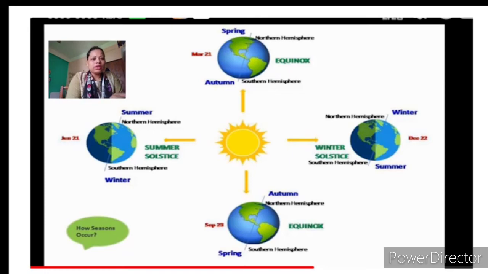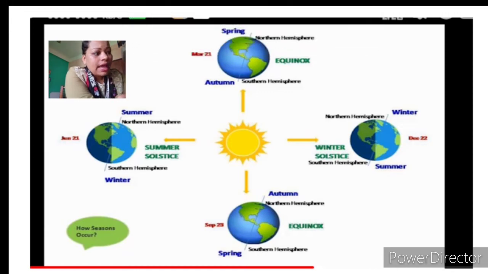Coming to the winter solstice, which occurs on 22 December. First of all, you will see 21st March here. In June, the northern hemisphere is tilted. You can see there's a tilt in the northern hemisphere, right? It is tilted towards the sun. The rays of the sun fall directly on the Tropic of Cancer.